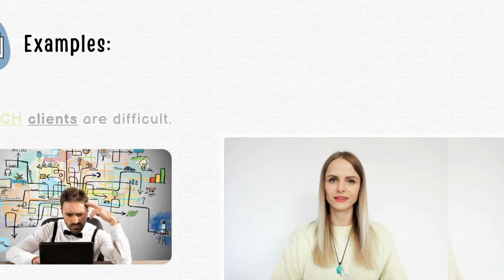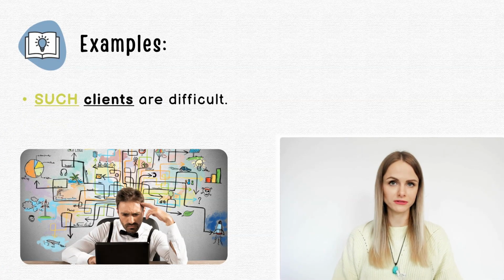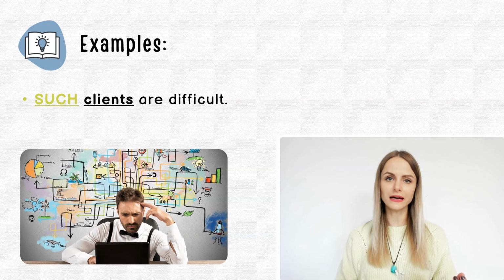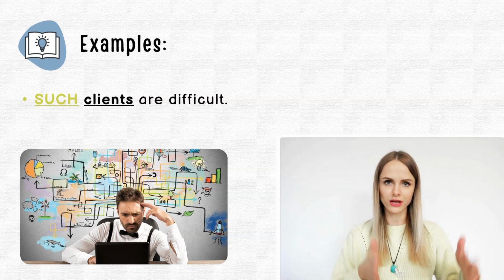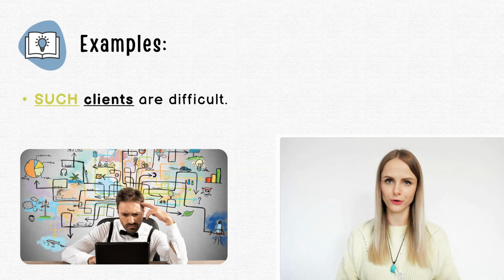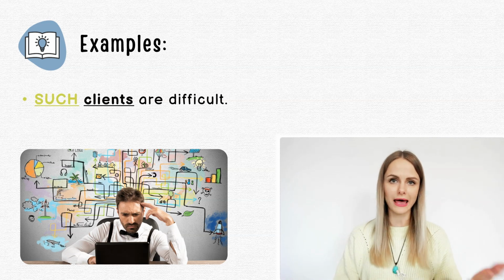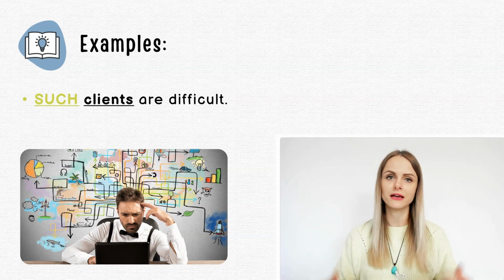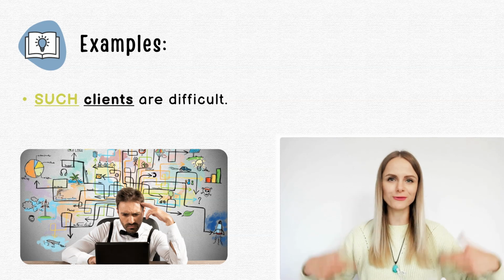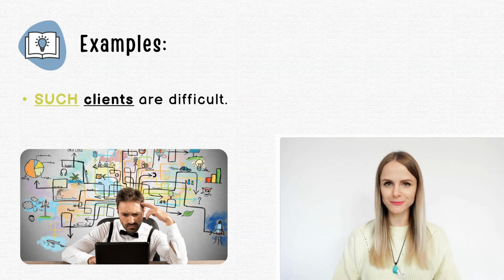Another example: such clients are difficult. So you see, such clients. Clients is a noun, right? However, you have a plural form here. It's not one client, because then you would say "such a client". But here you have a plural form, so we don't use the article "a" or "an". We just say such clients. Tacy klienci. I hope you're slowly digesting what I'm explaining to you.